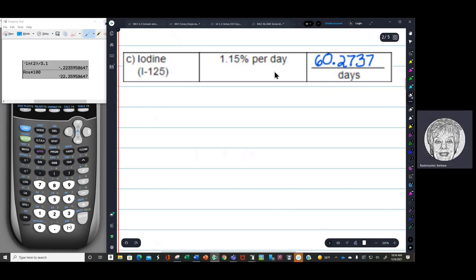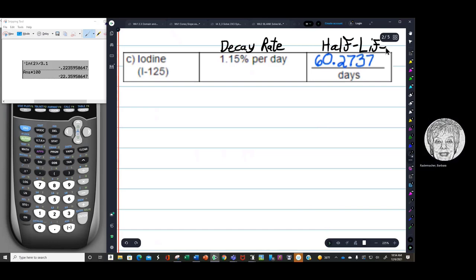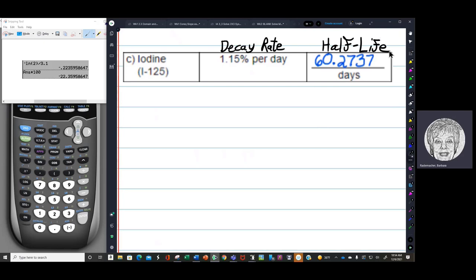Okay, so here we're given the decay rate. This is the decay rate, and it's called that. So let's write it here. And if you recall, this is the half-life. Okay, now we're being asked to find the half-life, and we don't officially know what that is, but we are given the decay rate.